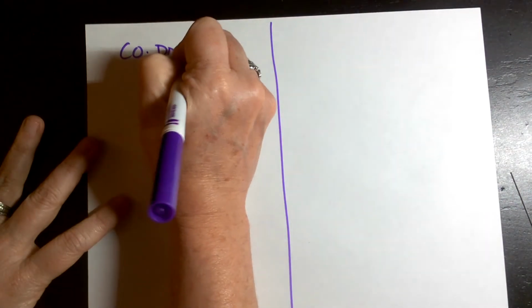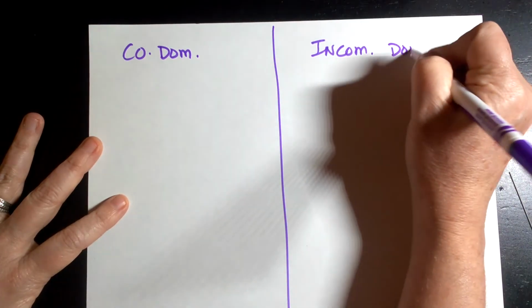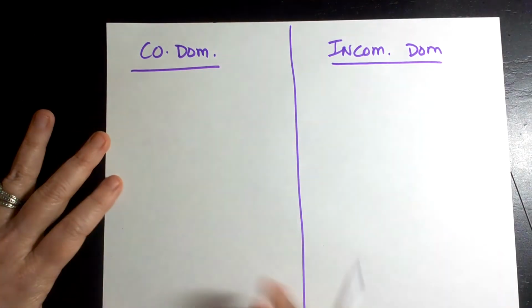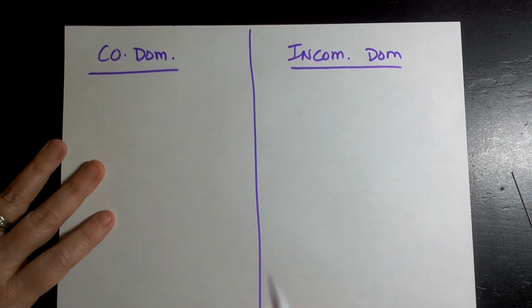Codominance, incomplete dominance. All right, I'll give you two different examples. So I'll start with incomplete dominance. This happens a lot in flowers.